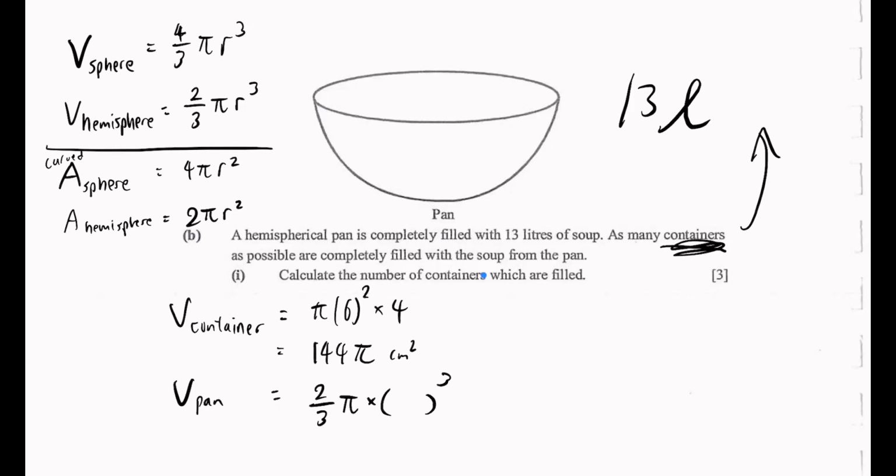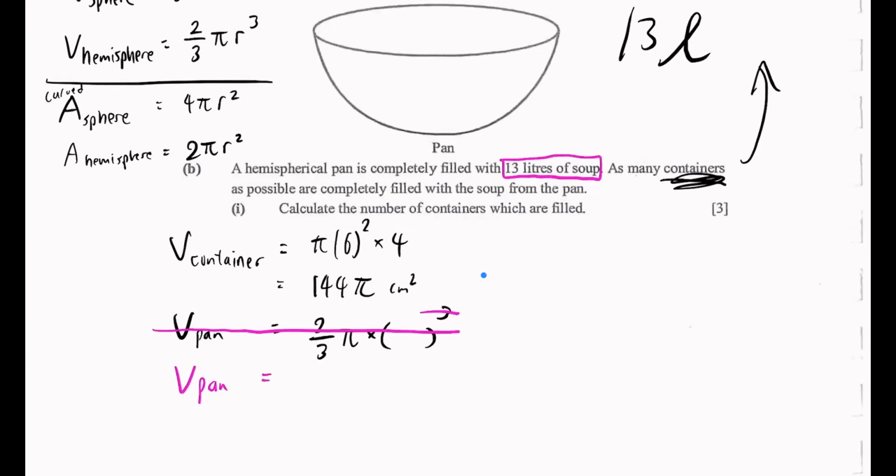What's r in this case? We don't know. So actually, sorry, I realized that it's wrong. We cannot find the volume using that formula. But what we do know is 13 liters of soup, so we don't really need to know r. We already know the volume of the pen, or volume of soup. It's just 13 liters. Then just divide. Number of containers will be 13 divided by the container volume.